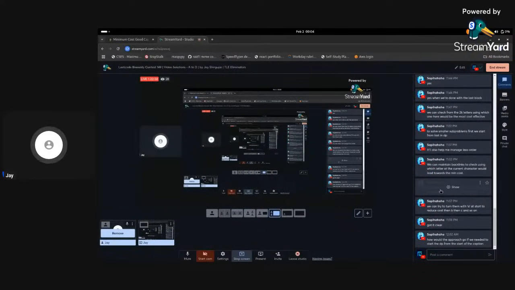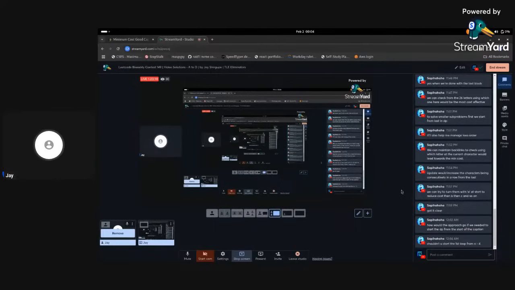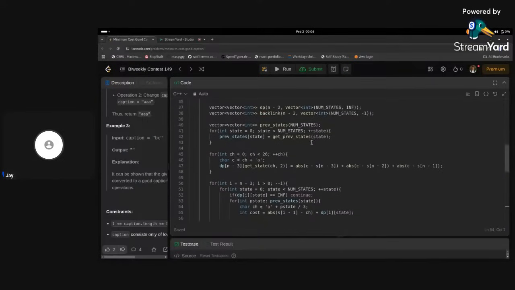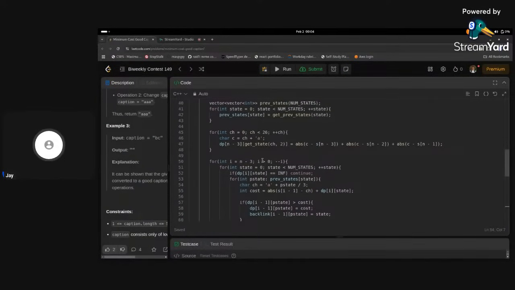How would the approach go if we needed to start the DP from the start of the caption? So there's something very easy that you could do. If you wanted to start the DP from the start of the caption, you could just reverse this thing. Of course, for the lexicographically smaller part, you still should start the first loop from n minus 4. No, actually, what we are doing is we are using the ith state to update the previous state. So it would still be from n minus 3.